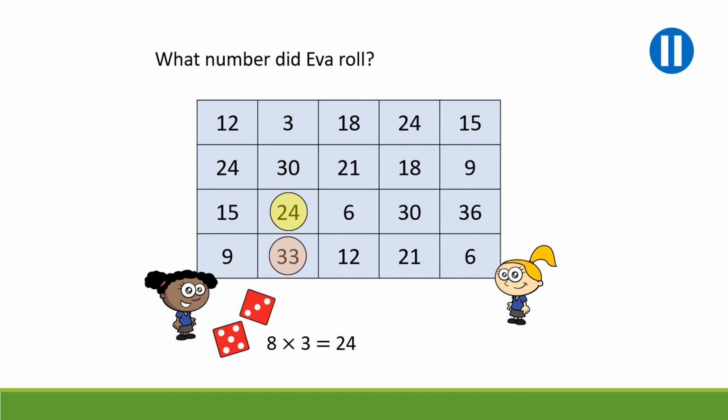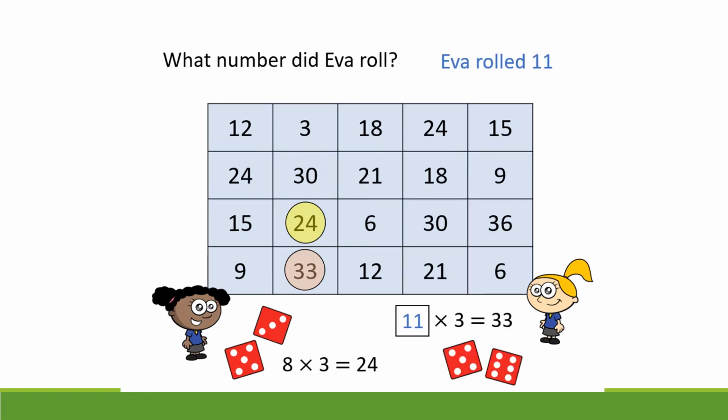Eva has also rolled 2 dice, and her answer was 33. So, what number did Eva roll on her dice? Have a think. How did you get on with this one? Were you correct? Eva rolled 11.